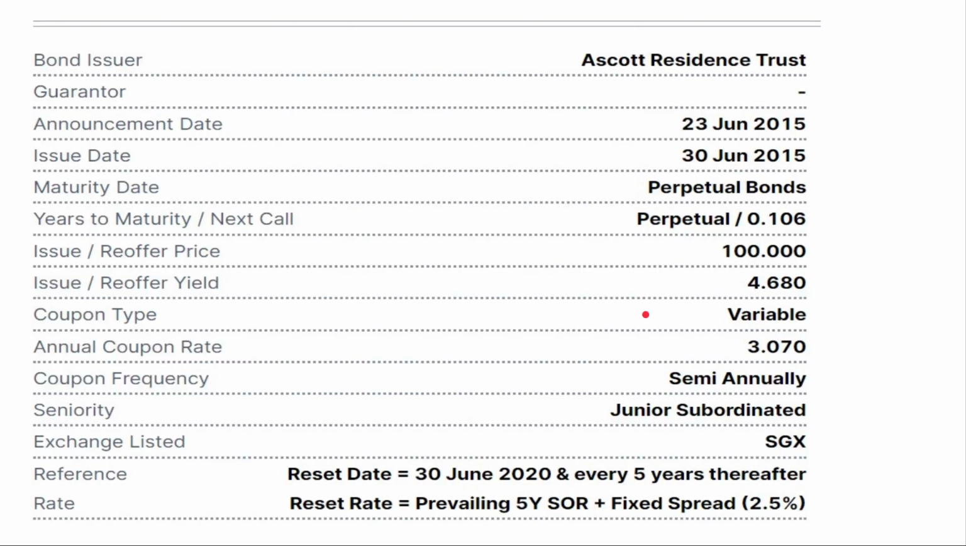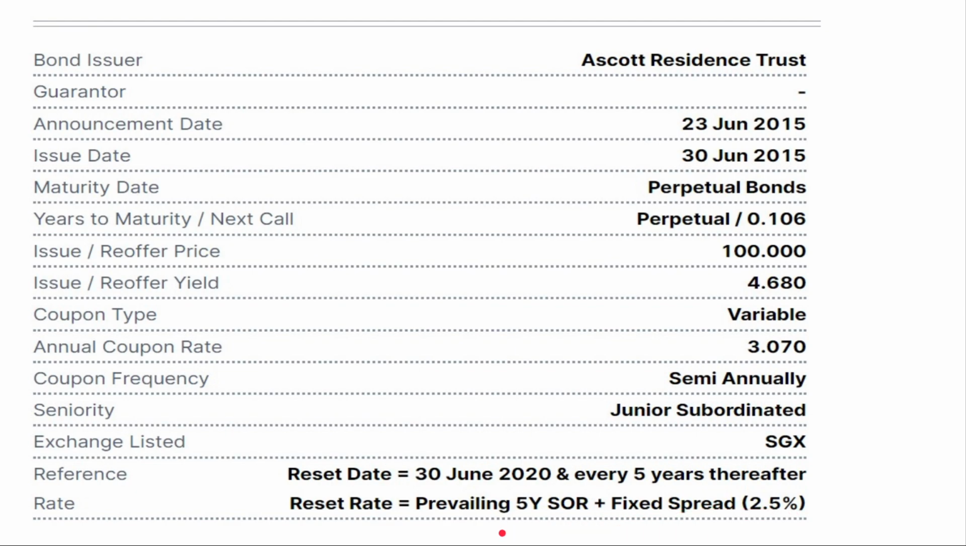So let us take a real life example of a perp that was issued, and let's take the example of an Ascott Residence Trust issue of a perp in June 2015. You can see that this had an initial coupon rate of 4.68%, and back then the first call date was June 2020, so that's 5 years away from 2015. And indeed, in 2020, interest rates collapsed big time because of COVID, and therefore the issuer chose to reset the coupon to a very much lower level of 3.07%, and this was based on the formula of 5-year SOR plus a fixed spread of 2.5%.